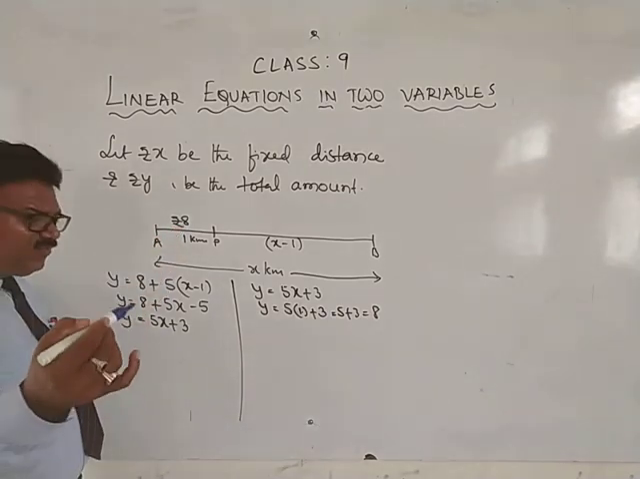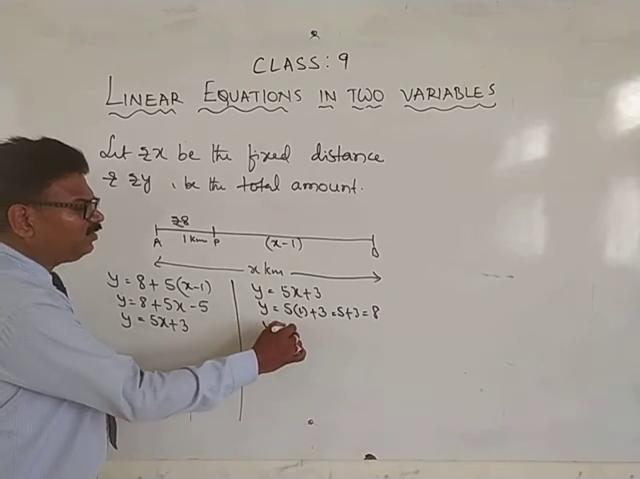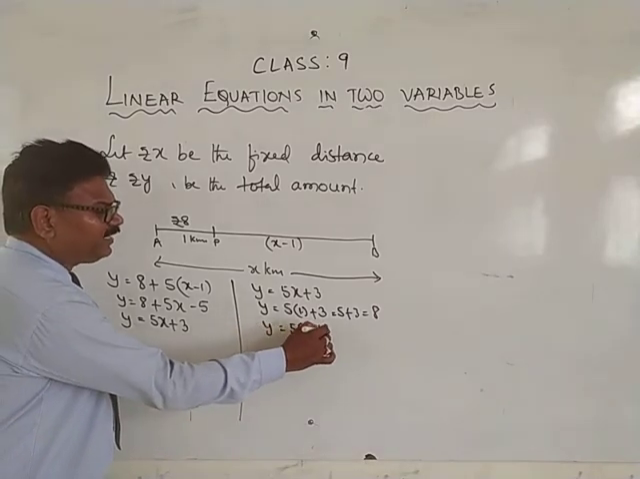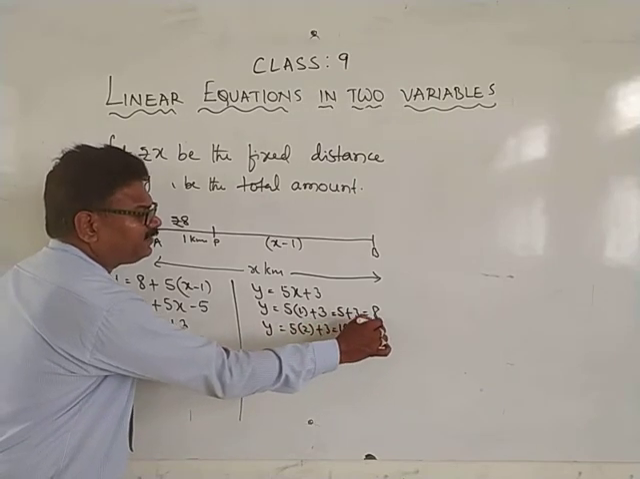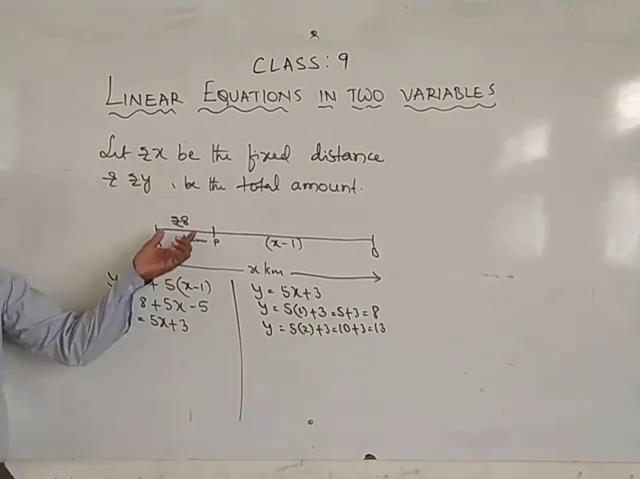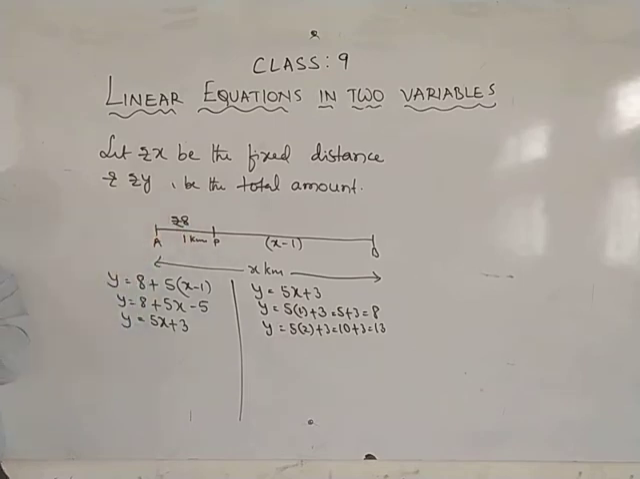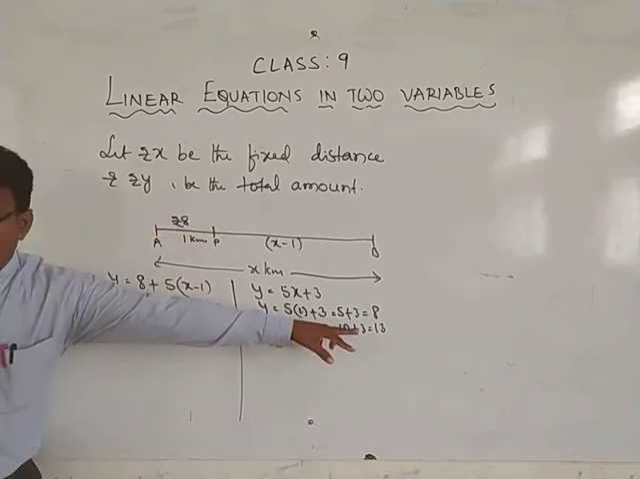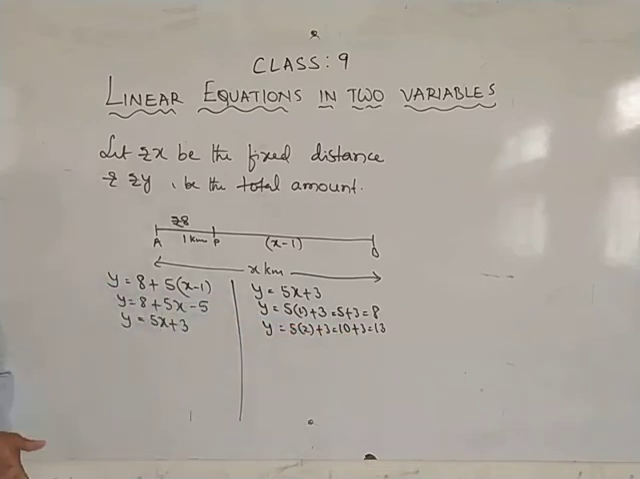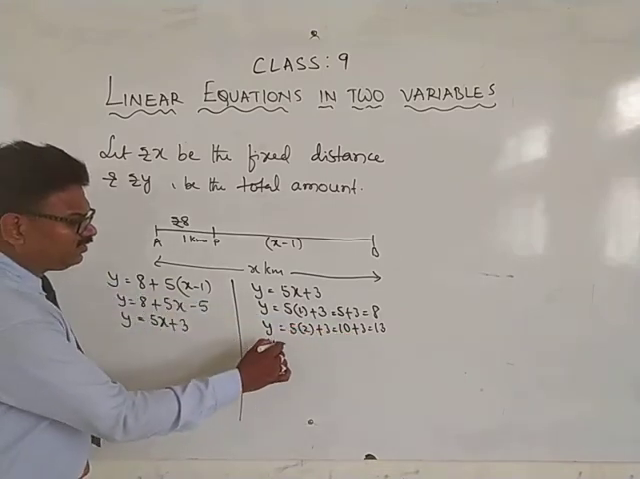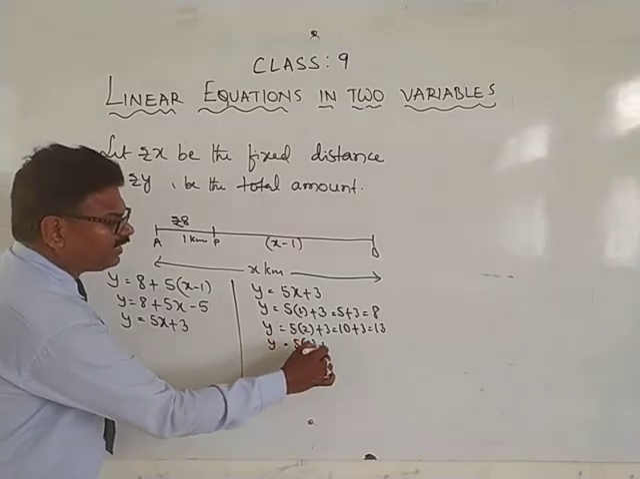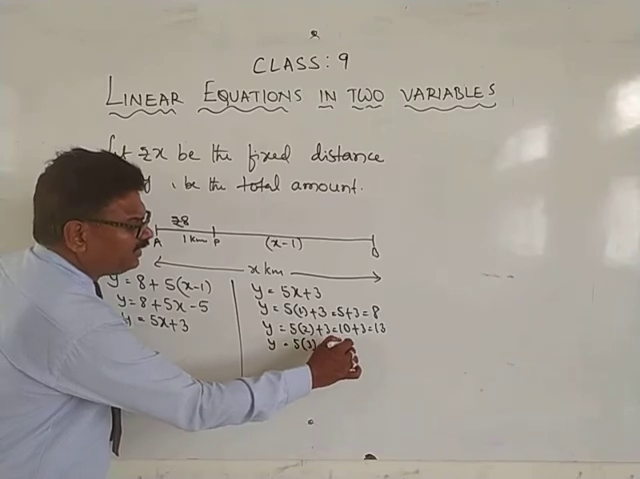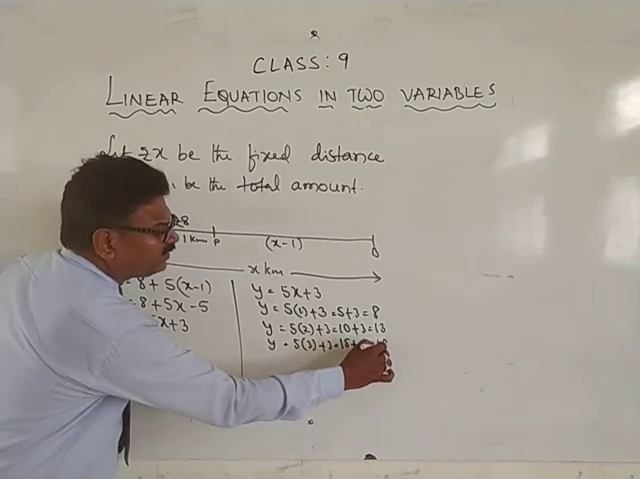8. If you travel for 2 kilometers, then y equals 5 into 2 plus 3. Therefore 10 plus 3 is 13. See, first I told, the fixed charge is 8 rupees for the first kilometer, afterwards 5 rupees. So 8 plus 5, 13. So 2 kilometers, 13. Now one more. He or she traveled for 3 kilometers. Then 5 into 3 plus 3. 5 threes are 15, plus 3.